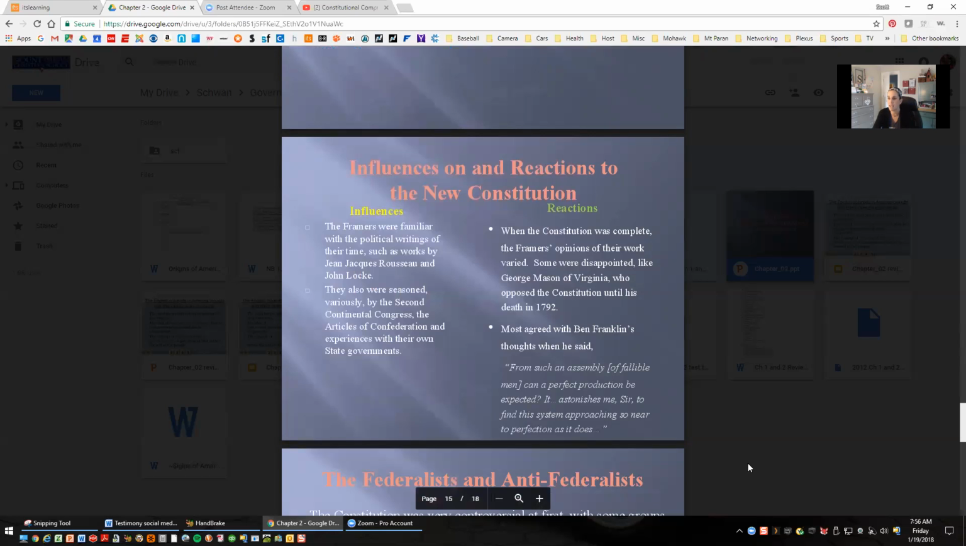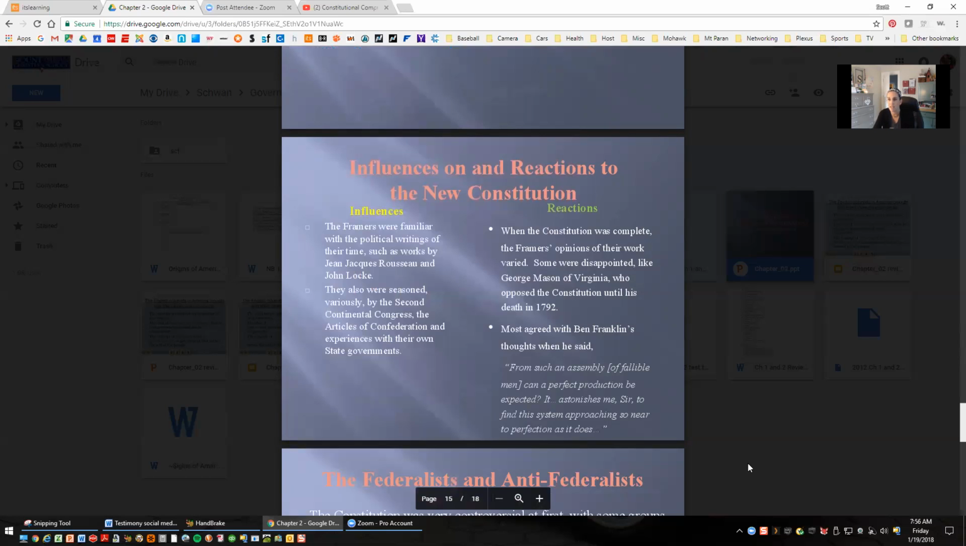The document was then sent out to the states. And so Ben Franklin is quoted to say, "From such an assembly of fallible men, can a perfect production be expected? It astonishes me, sir, to find this system approaching so near to perfection as it does." And I really want you to think about that.